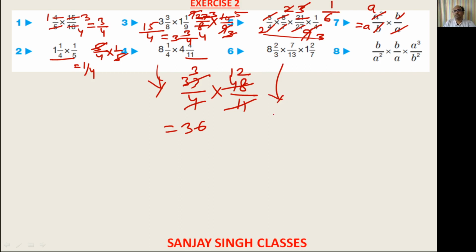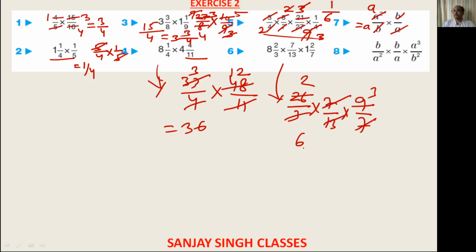So 8 threes are 24 plus 2, 26 by 3 into 7 by 13 into 7 plus 2, 9, 9 by 7. Now this 7, 7 we can cancel, this 3, 3 we can cancel, this 13 with 26 we can cancel, and now it will become 3 into 2, 6. In the denominator, everything has got cancelled, so we are left with 1 only.